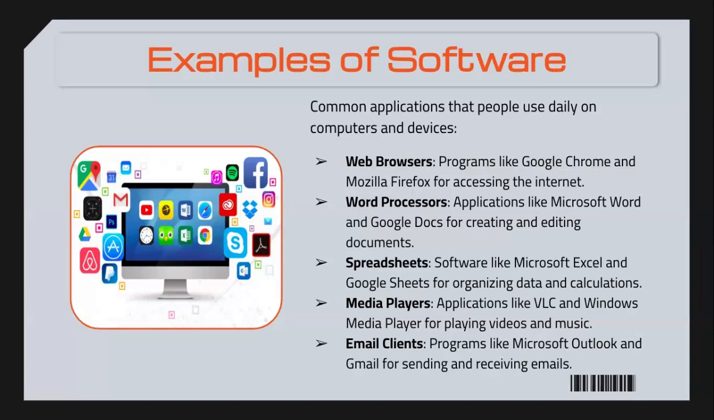And then we have spreadsheets. There are some software like Microsoft Excel and Google Sheets. They are used for organizing data and calculations. And there is also software for media players, like VLC and Windows Media Player. They are used for playing videos and music. And lastly, we have email clients, which are programs like Microsoft Outlook and Gmail for sending and receiving emails.